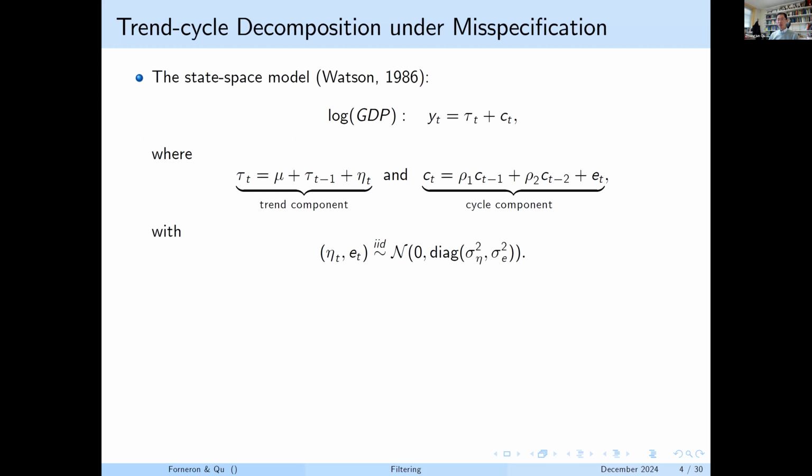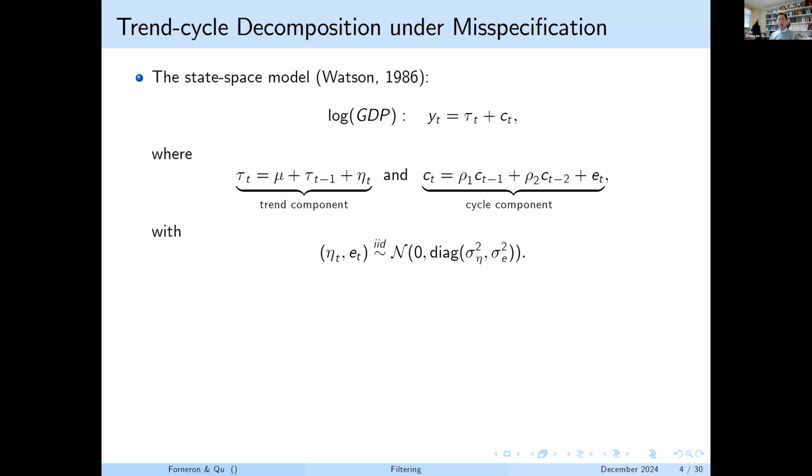Okay, so here we have a very simple model for trend cycle decomposition. The model is taken from Watson 1986 without any modification. In this case, we have a Y_t variable, which is a scalar random variable that corresponds to log GDP. And the model assumes that this variable has 2 components.